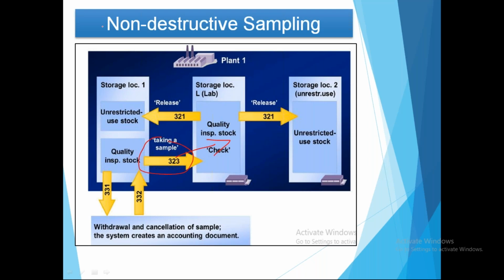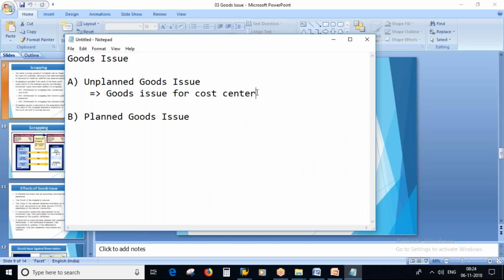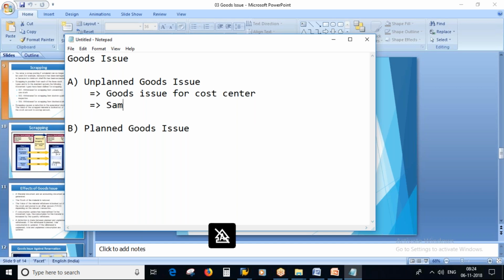That is called non-destructive sampling. Once the quality inspection is completed, you will move it back either to the unrestricted use stock or directly to another storage location where it can be used. So this is called non-destructive sampling. What we have discussed so far: first we discussed goods issue for the cost center. Now the next one is sampling. All these are unplanned goods issues. Here you again have two types: destructive and non-destructive.